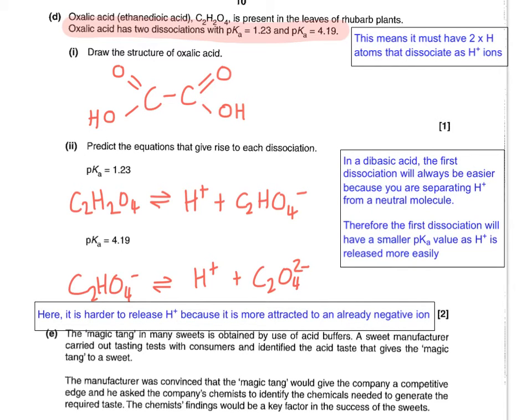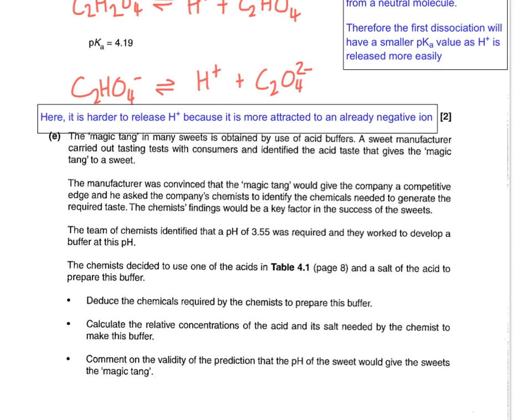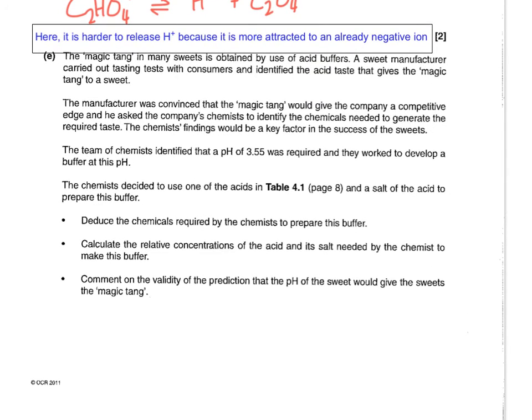So let's now look at the final part of the question. It says, the magic tang in many sweets is obtained by the use of acid buffers. A sweet manufacturer carried out tasting tests with consumers and identified the acid taste that gives the magic tang to a sweet. And the manufacturer was convinced that the magic tang would give the company a competitive edge, so he asked the chemists to find the chemicals needed to generate that taste that the consumers liked. And the chemists identified that a pH of 3.55 was required. So we have to develop a buffer at that particular pH.